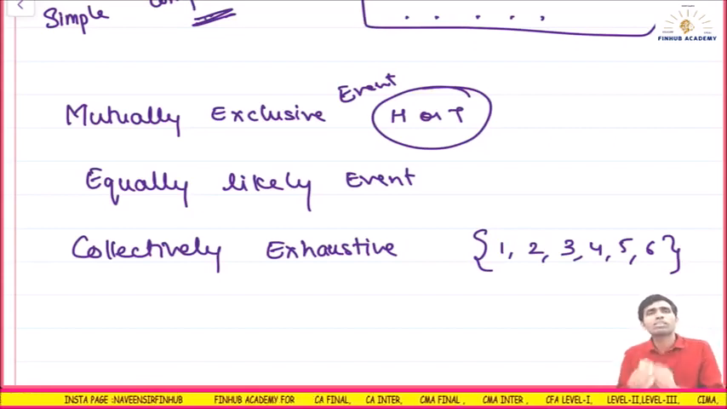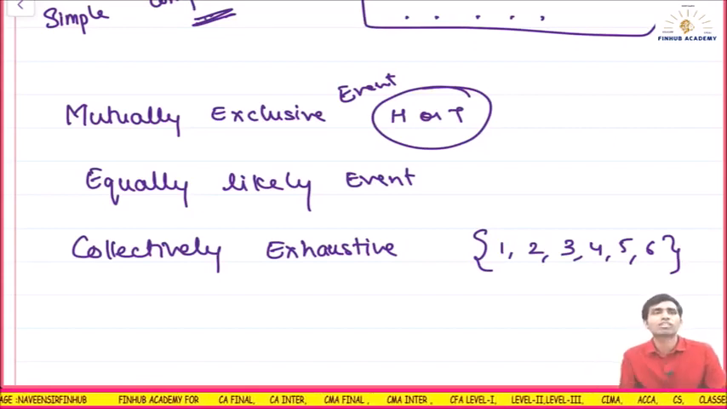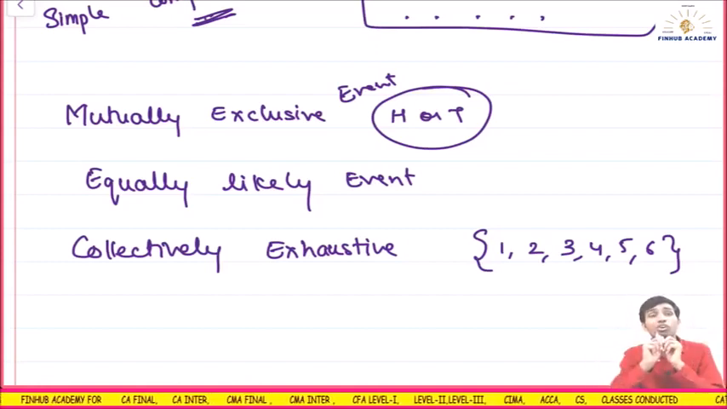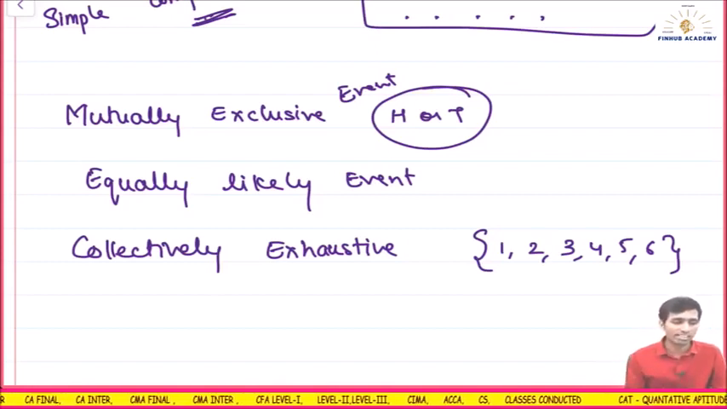When I throw a dice, what is the sample space? 1, 2, 3, 4, 5, 6. See here, collectively exhaustive. So if you take something and that set has all the elements of the sample space, it is called a collectively exhaustive event.